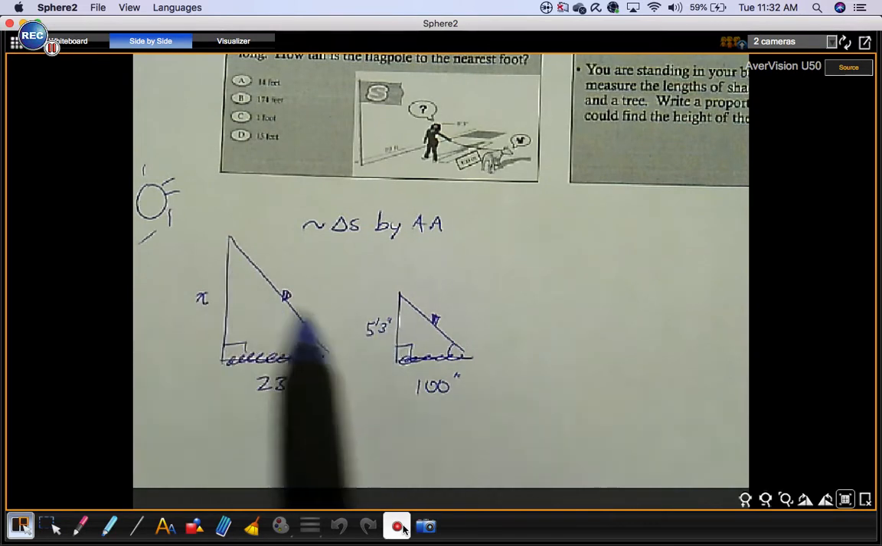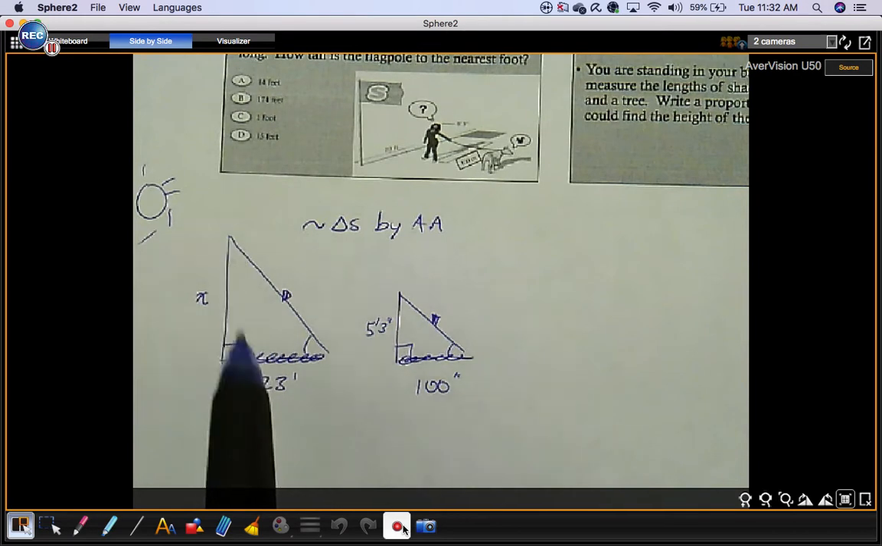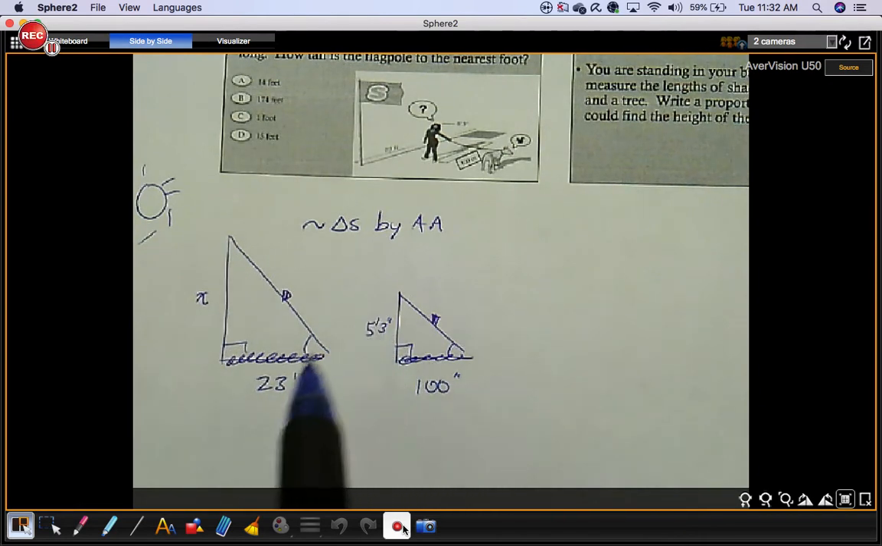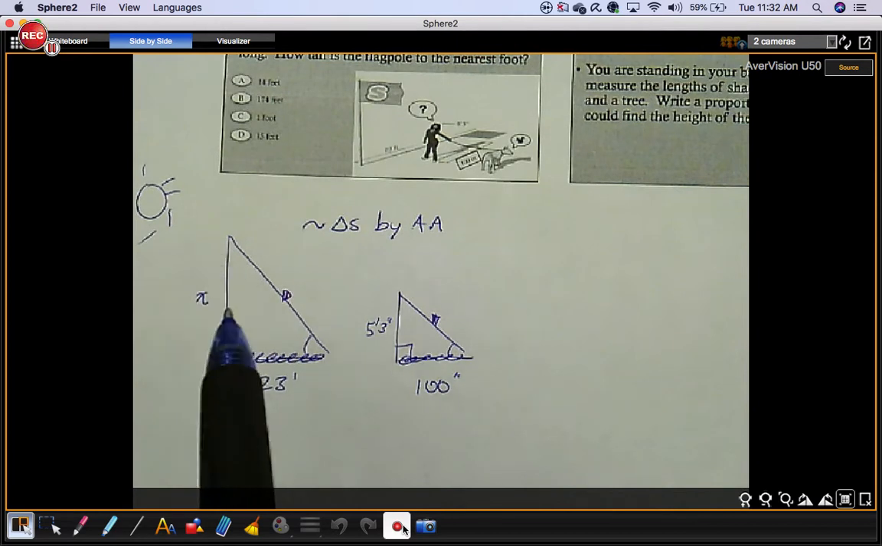This is called an indirect measurement exercise because we're not directly measuring the height of the flagpole. I'm not climbing up the flagpole with a tape measure and measuring it directly. I'm using other information that I could obtain easily to figure out how high that is using math.